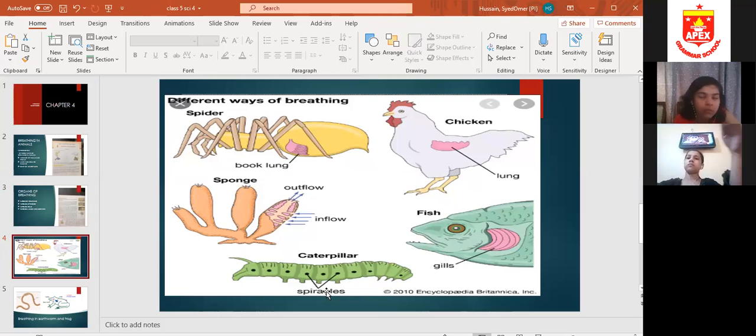और carbon dioxide भी कहाँ से बाहर जाएगी? किस चीज के जरिए बाहर निकलेगी? Anyone can tell me? Yes, Zainab? Can you tell me how does carbon dioxide leave the body? No, I am talking about this caterpillar.